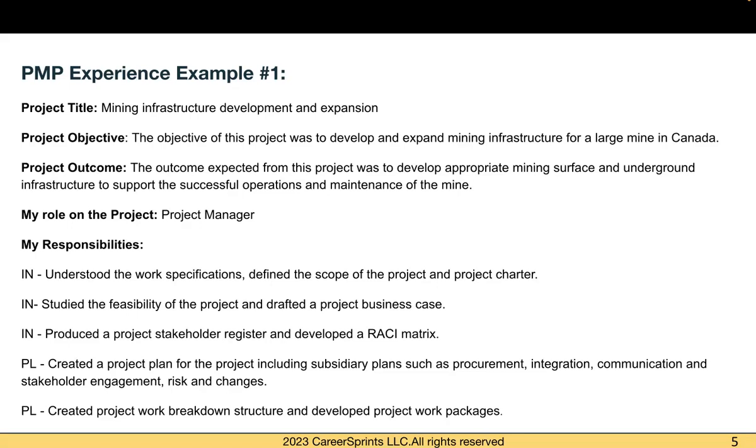And if you look at the responsibilities, I've not picked up all the responsibilities, otherwise this would have been a very long project to show, but I've just picked up a few, and you can see that again you've used the PMBOK language here. So you've used terms like project charter, a RACI matrix, a project plan or a project management plan. You've used terms like project work breakdown structure.